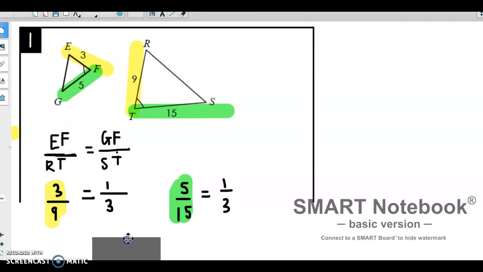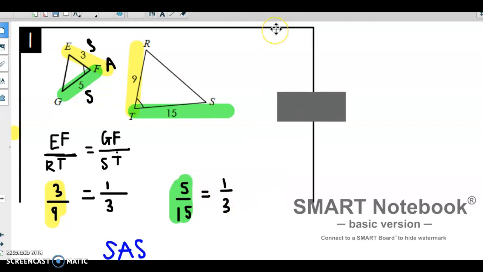So we need to figure out if the 2 triangles are similar and why. So if we go back up and we look, we have a proportional side. Then we have a congruent angle, and then we have a proportional side. So here it's side, angle, side. So we know that these 2 triangles are similar by side, angle, side, which means now you need to write a similarity statement. Remember, in your similarity statement, corresponding sides and congruent angles need to match up. So the order of the letters is important.